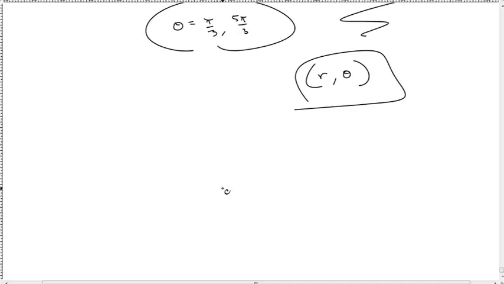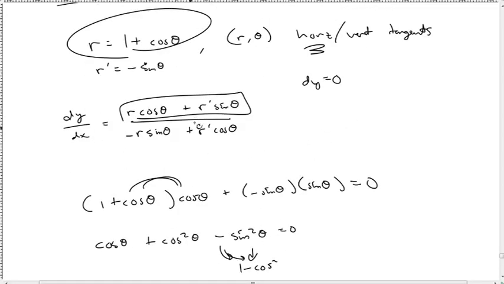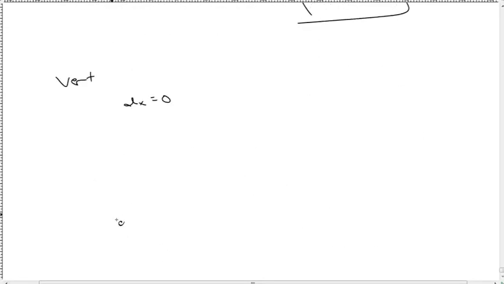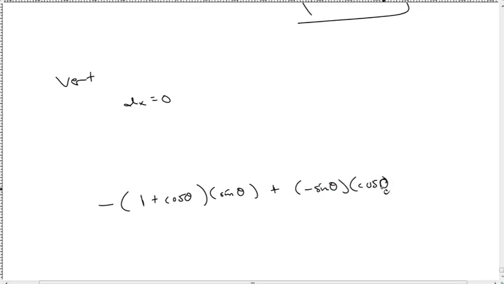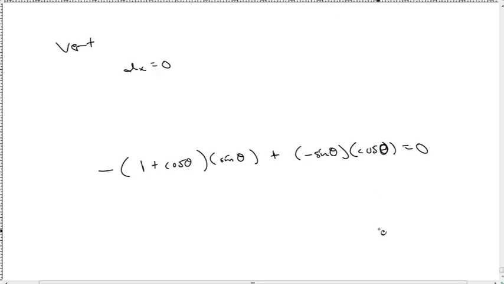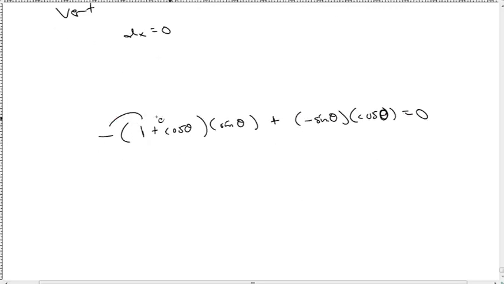Okay. For the vertical tangents, which we haven't done yet, that means that my dx is equal to 0. So that means that my bottom is equal to 0, which means this formula here is equal to 0. So a negative of that formula, 1 plus cosine theta times my sine theta plus, and then I have a negative sign, that's my derivative, times my cosine is equal to 0.